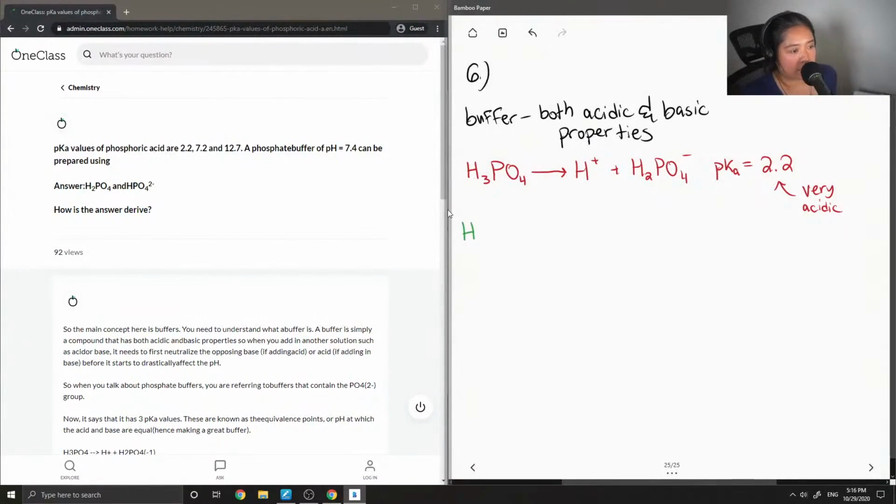This is a polyprotic compound, so it's actually going to undergo deprotonation again. H2PO4 minus dissociates to another proton plus HPO4 2 minus, and they said this pKa is equal to 7.2. This is more of a neutral pKa value, but it's still a little less than the phosphate buffer that we're looking for. So let's also look at what happens if HPO4 2 minus loses one of its protons.